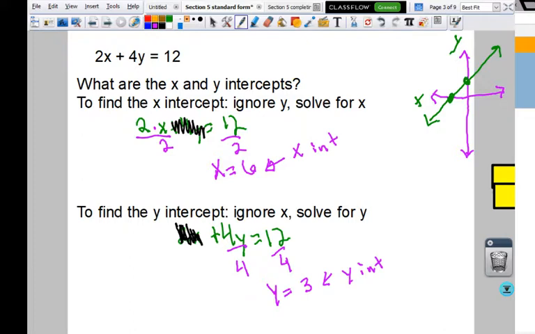And that's all it takes for standard form. We're actually going to practice graphing these in just a little bit. Right now we're just going to practice finding the intercepts. So we found our x-intercept by ignoring y and solving. We found the y-intercept by ignoring x and then solving. So we're going to do a couple more of these.